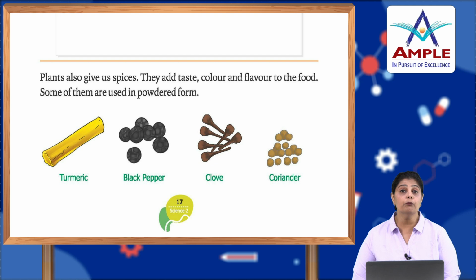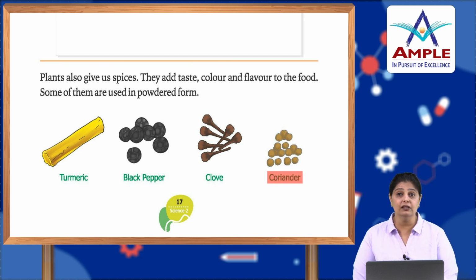Now, children, some more things about plants. Plants also give us spices. They add taste, color and flavor to the food. Some of them are used in powdered form, like turmeric, black pepper, clove and coriander.